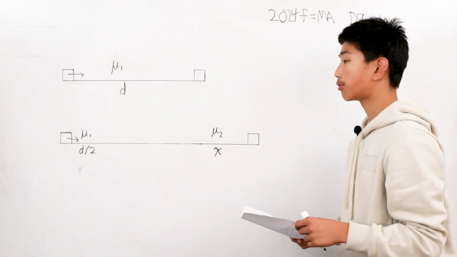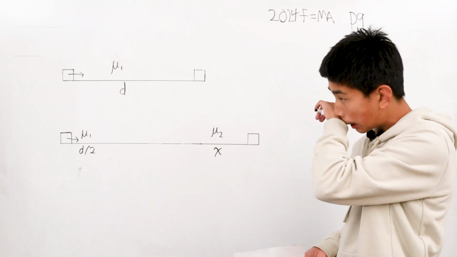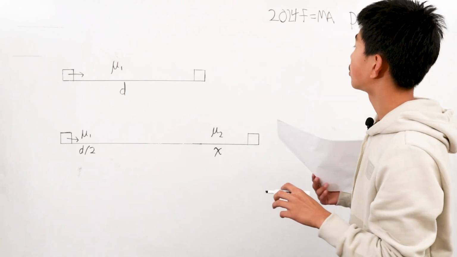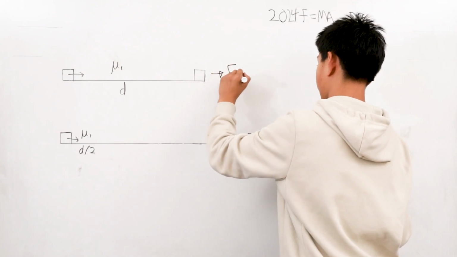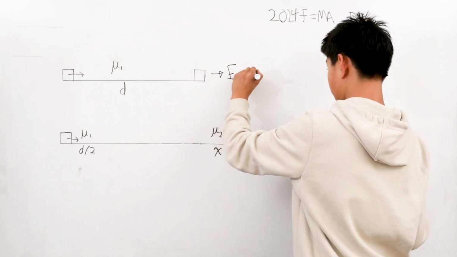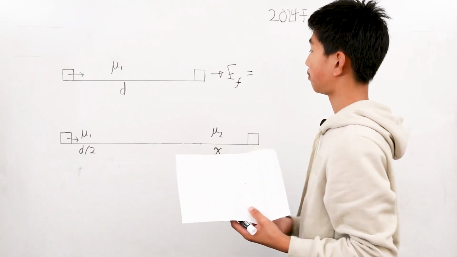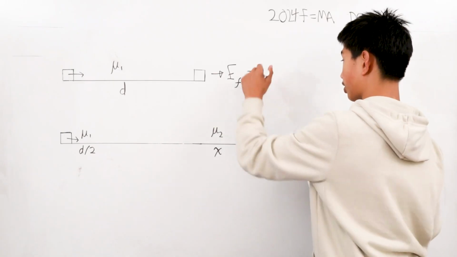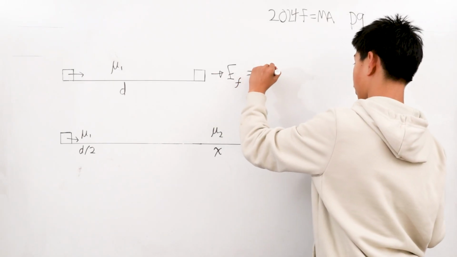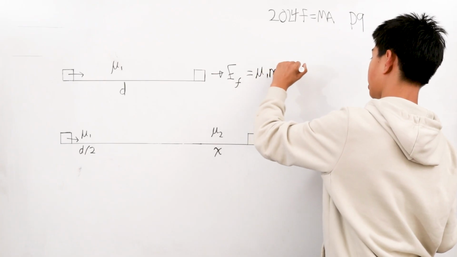But first, we can write the amount of energy dissipated by friction. So for this one, energy dissipated by friction is simply F of mu times F of d, which is going to be mu of 1 times mgd.